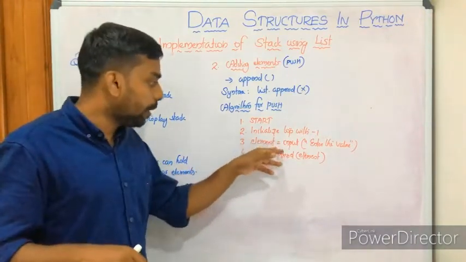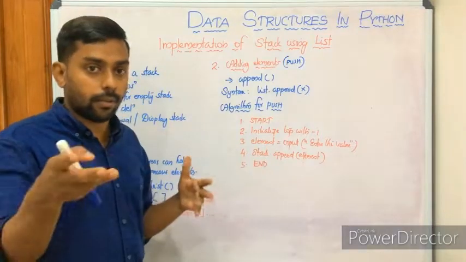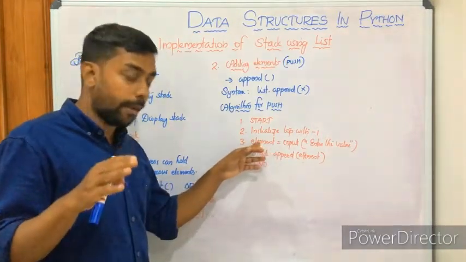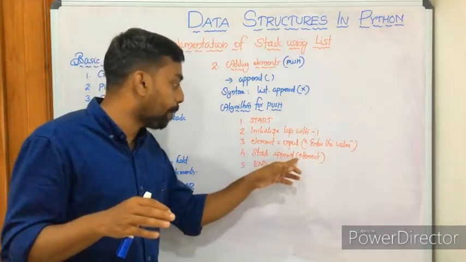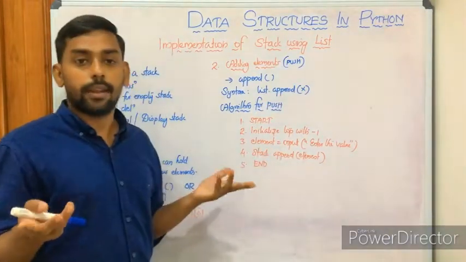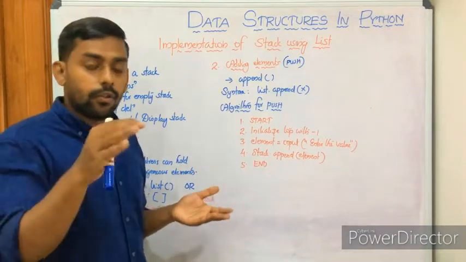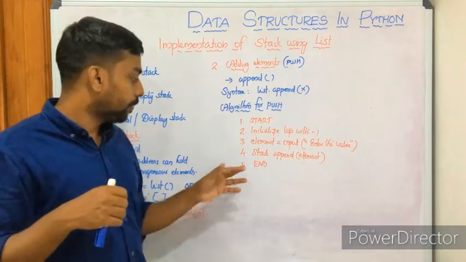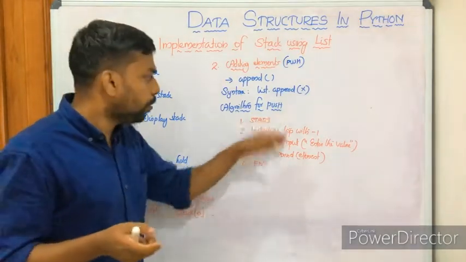Then element equal to input, enter the value. You can enter the value which will be stored in element. Then we are applying stack dot append. Here is the function append. Stack dot append element. The element can be passed to the function, which will be added to the stack. Then end. You know how this function works?